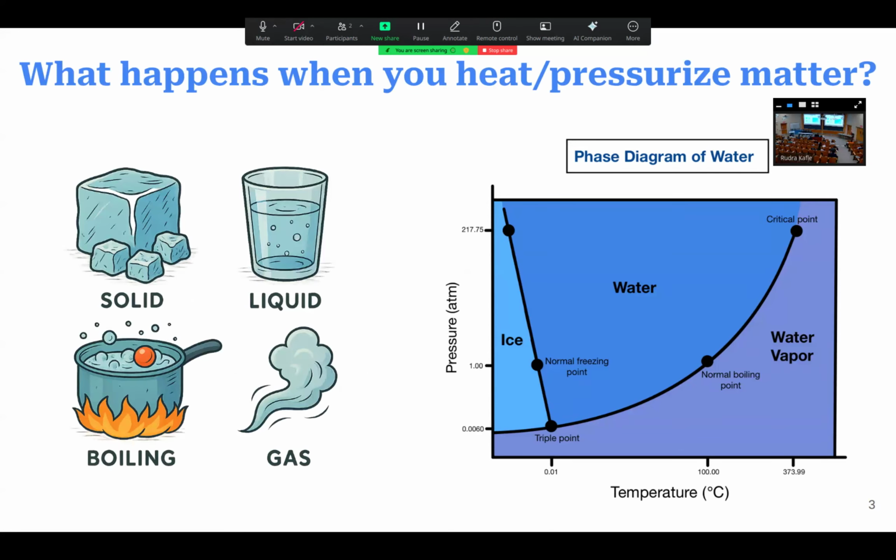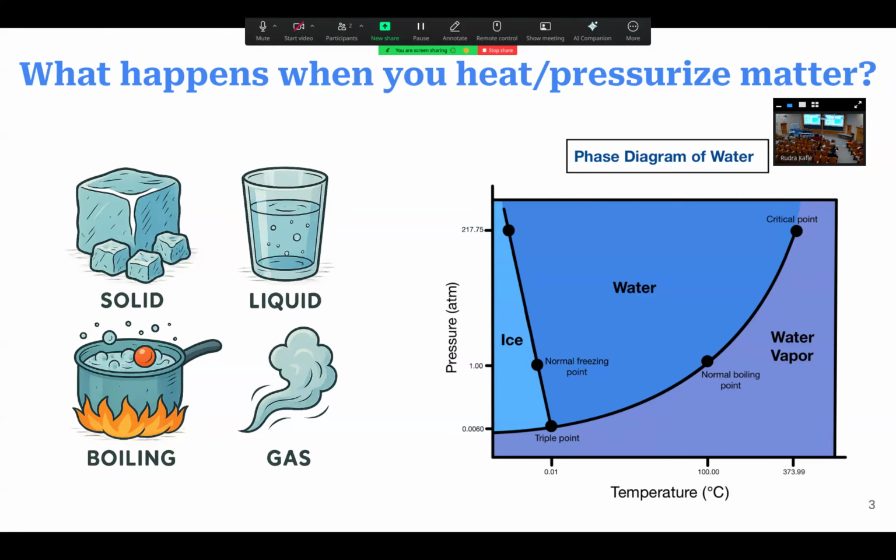So what happens when you heat or pressurize matter? For example, if you take liquid and cool it, you get solid ice, right? If you take liquid and boil it, you get the gas vapor phase. And if you plot different temperatures and pressures and different states of water, you get the phase diagram of water. And that gives you how different states or phases of water go from one state to another, right? So that's the phase diagram of water.